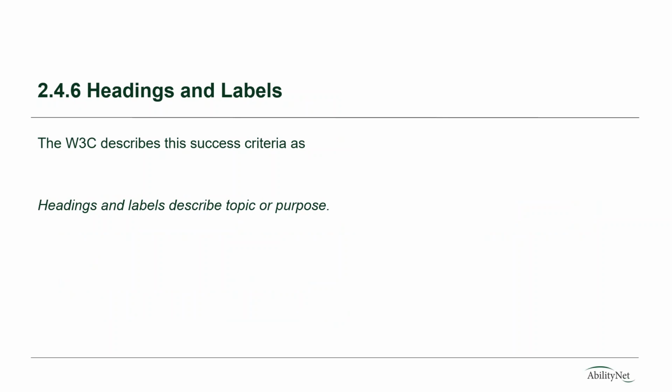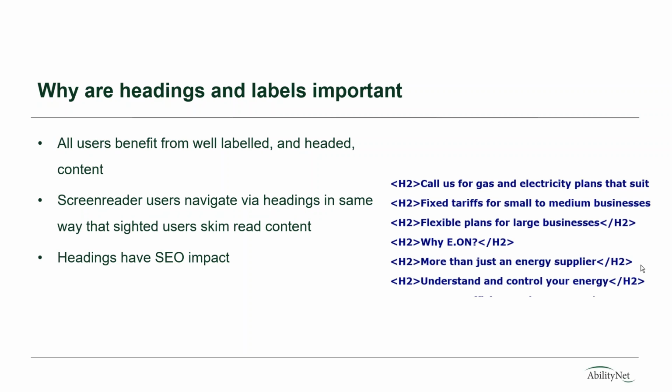Okay, on to the last success criteria, we have 2.4.6, headings and labels. This is very briefly described. Headings and labels should describe their topic or purpose. That is the W3C description of that success criteria.